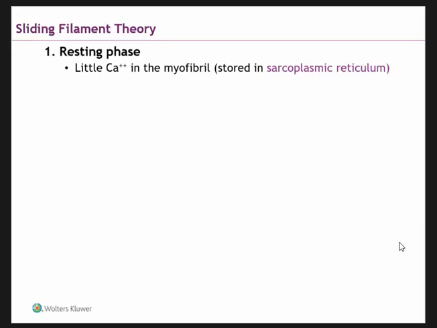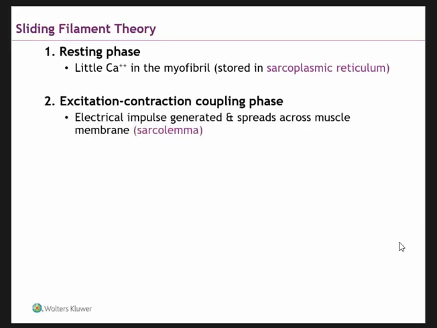There's not much calcium. The excitation-contraction coupling phase is next. So this is initiated at the synapse of the muscle fiber. The synapse is like the connection point. We'll learn about that more in chapter 5, but just know it's initiated at the synapse. The electrical impulse, that's our action potential.